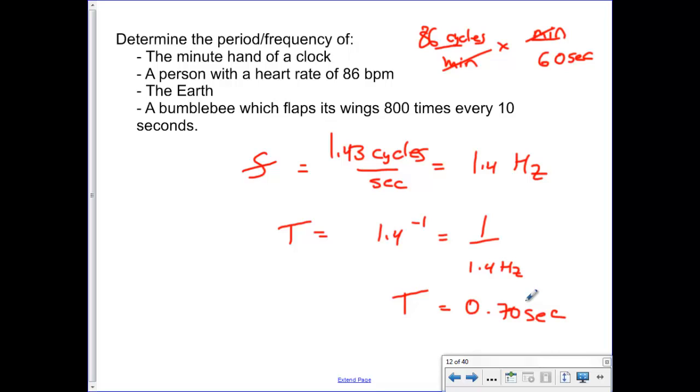Right? So your heart basically beats just more than once per second. Does that make sense?